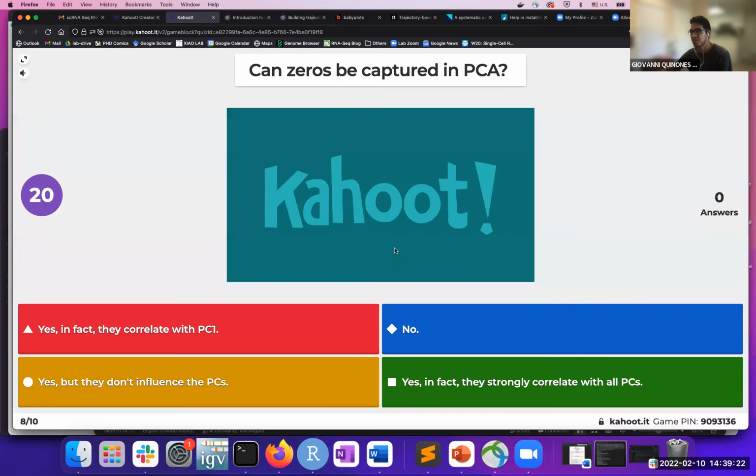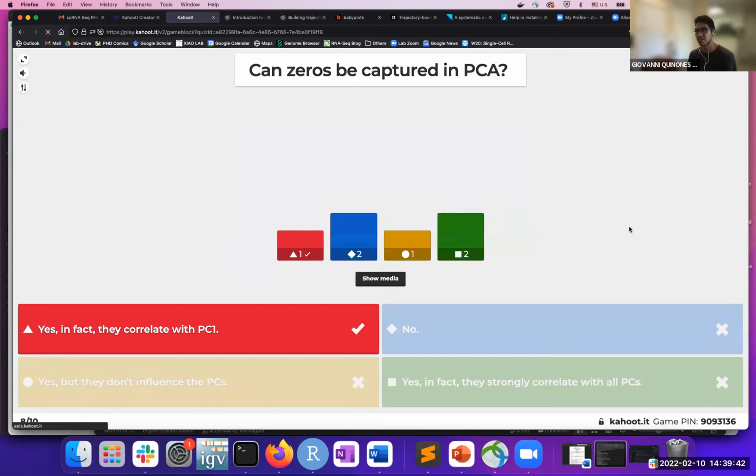Can zeros be captured in PCA? I guess this one is a tricky one, but it was mentioned in the slides. And it is something very important to consider when doing your data analysis. So when we perform PCA, what happens? Oh, I see. Only one person got it right.